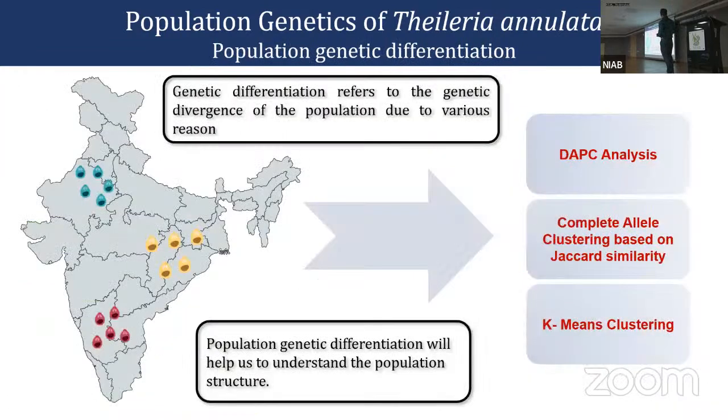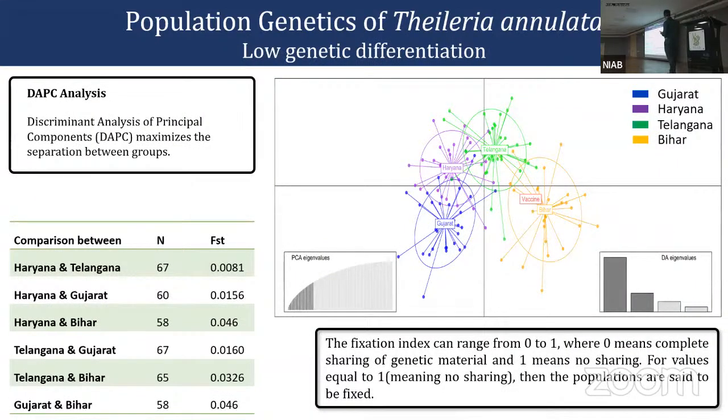Next comes population genetic differentiation. It talks about how two populations are different from each other. For that we have used three methods: DAPC analysis, complete allelic clustering, and K-means clustering. The main objective of DAPC analysis is to see which populations are different from each other. What we found is that the three populations, Telangana, Haryana, and Gujarat, are similar compared to the Bihar population.